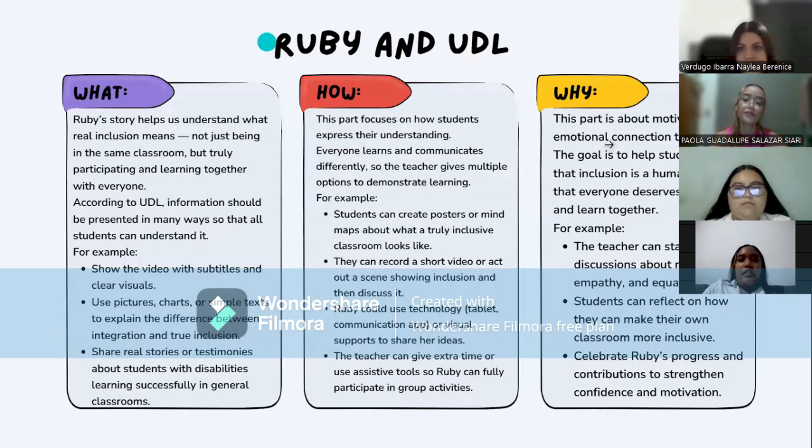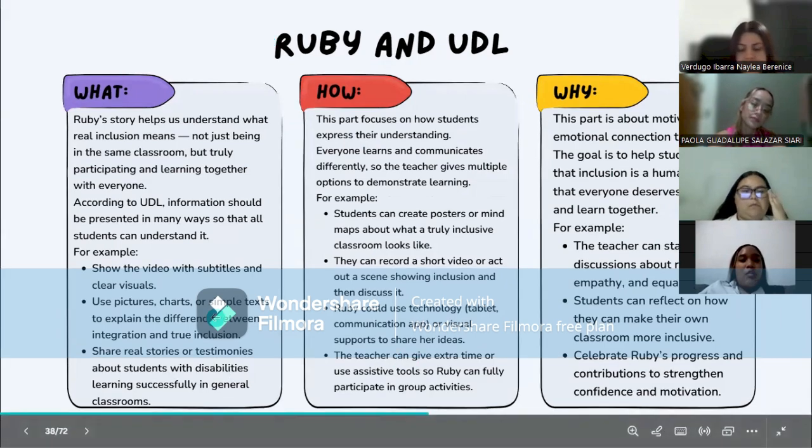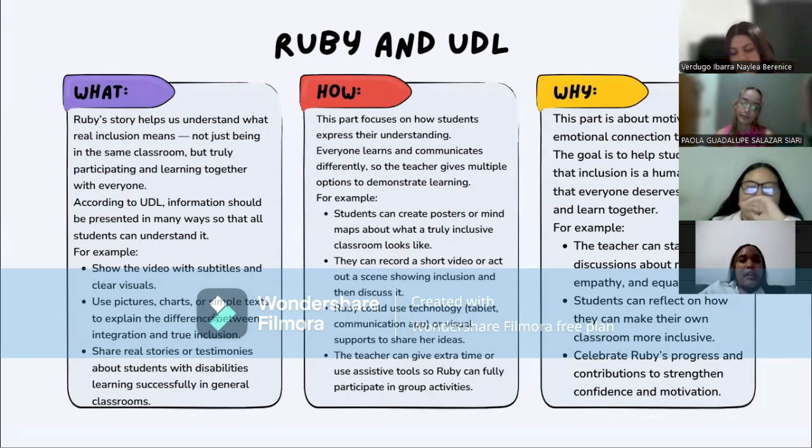Ruby and UDL. Ruby's story helps us understand what real inclusion means, not just being in the same classroom, but truly participating and learning together with everyone. According to UDL, information should be presented in many ways so that all students can understand it. For example, show the video with subtitles and clear visuals. Use pictures, charts, or simple text to explain the difference between integration and true inclusion. Share real stories or testimonies about students with disabilities learning successfully in a general classroom.